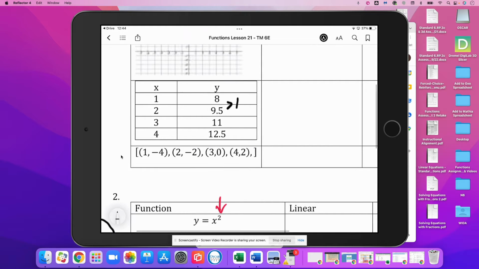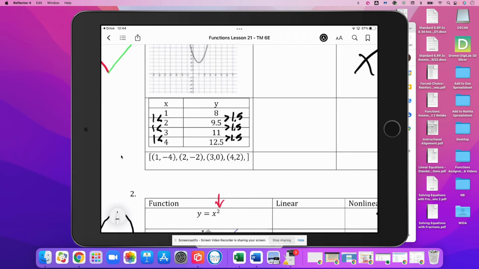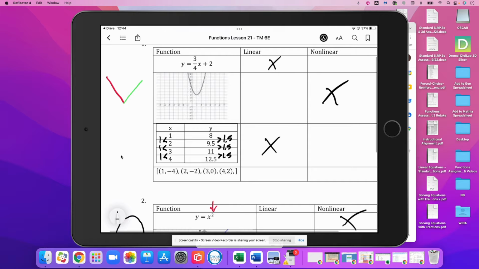We would have an increase of 1.5, an increase of 1.5, and an increase of 1.5. So that's consistent on the right. If it's also consistent on the left, this is going to be linear. So our slope would be 1.5 over 1. It's the same all the way through the table. So that would mean that this is going to be linear.